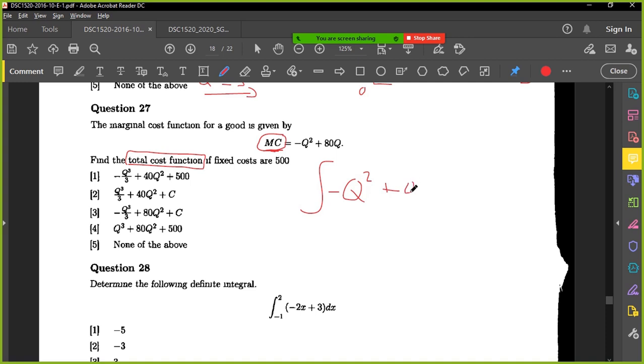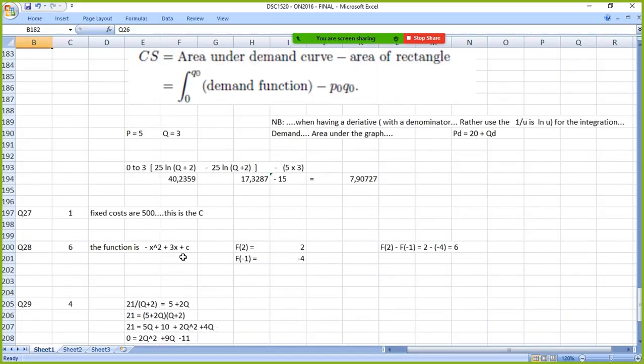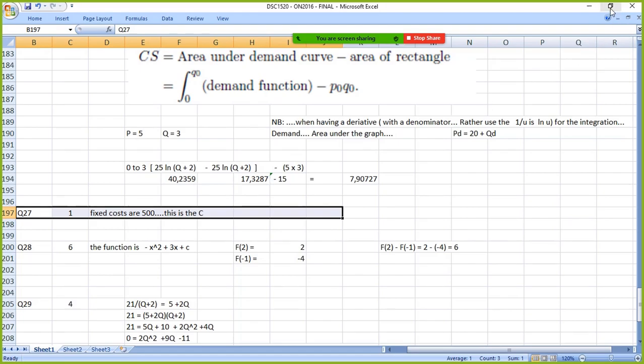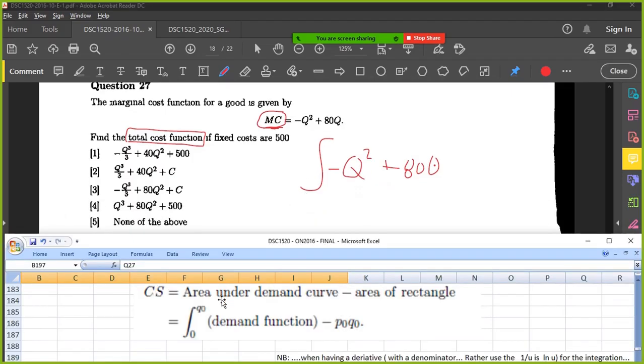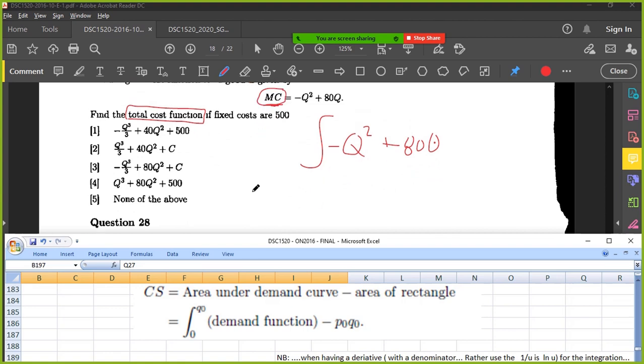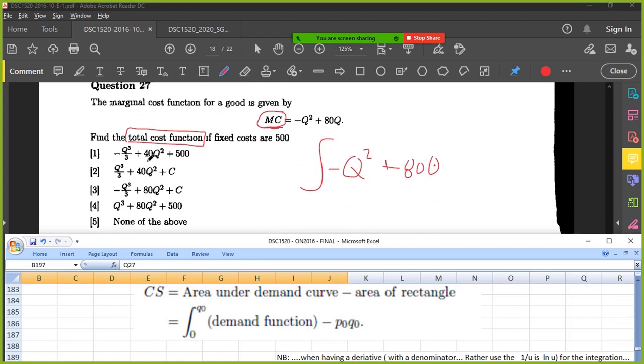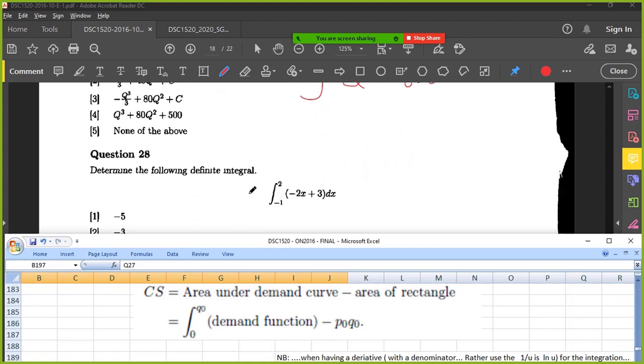Does that make sense? Yep. Okay, so you need to go back. When you go back, you will get a fixed cost of 500. That was what they gave you. You'll get option 1 if you do the integration. That's simple integration, that's a nice one. Add 1 to the 2, add 1 there to make it squared.